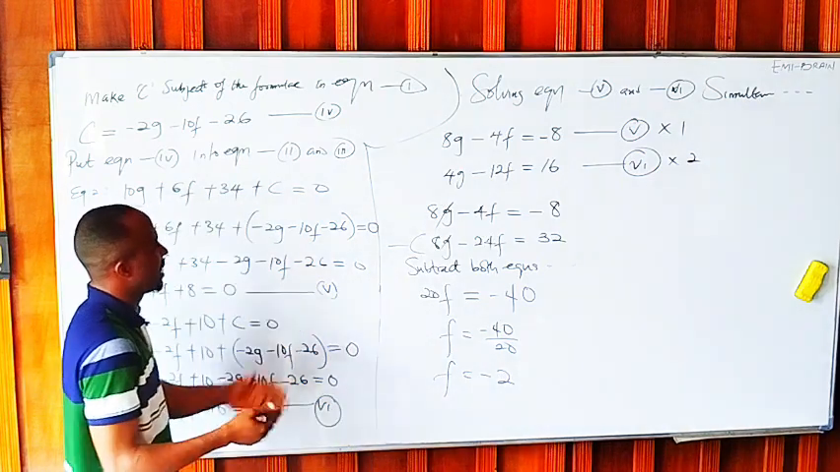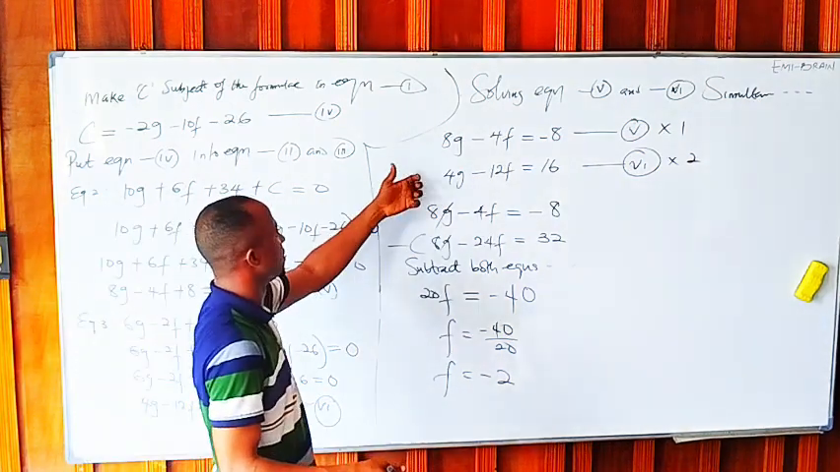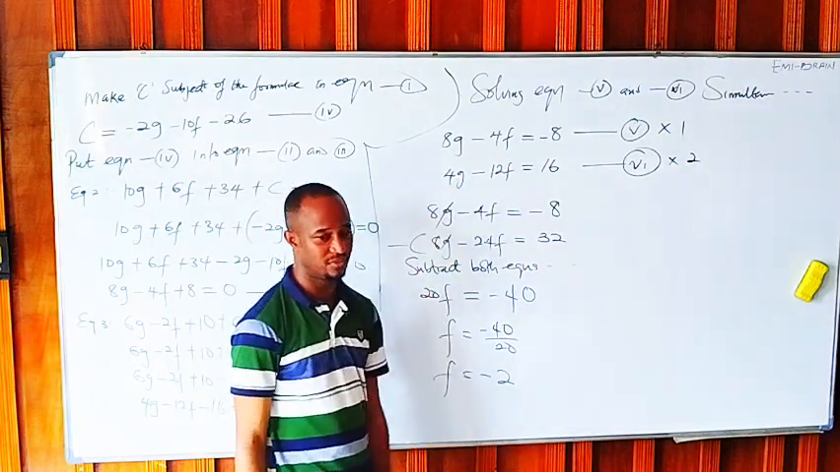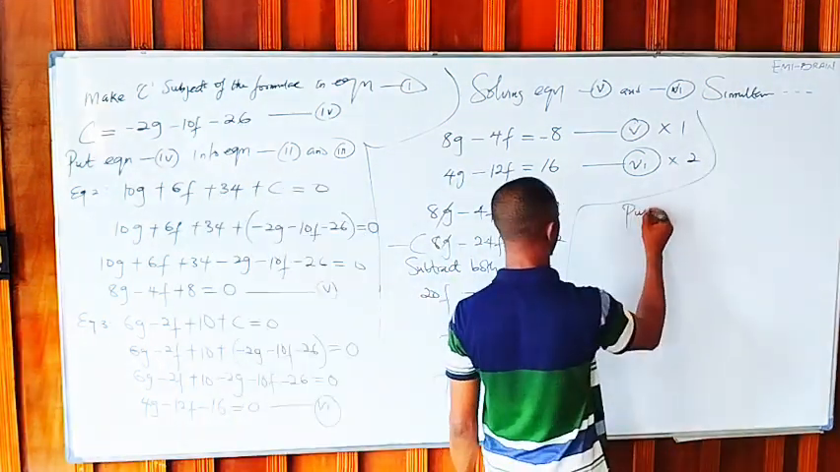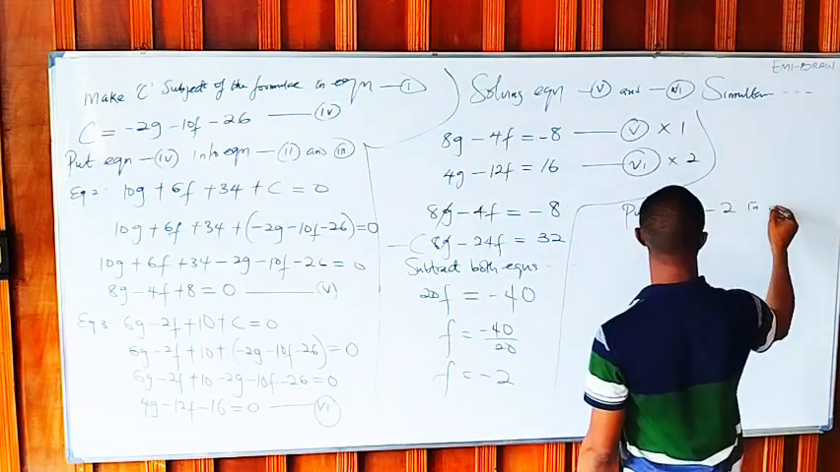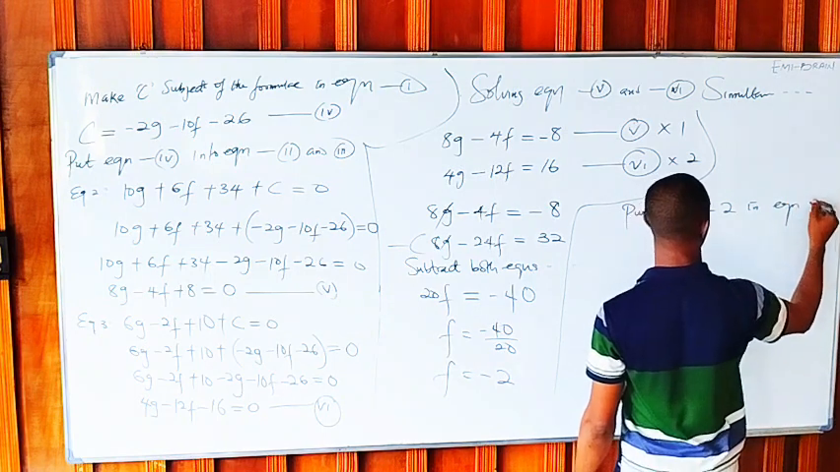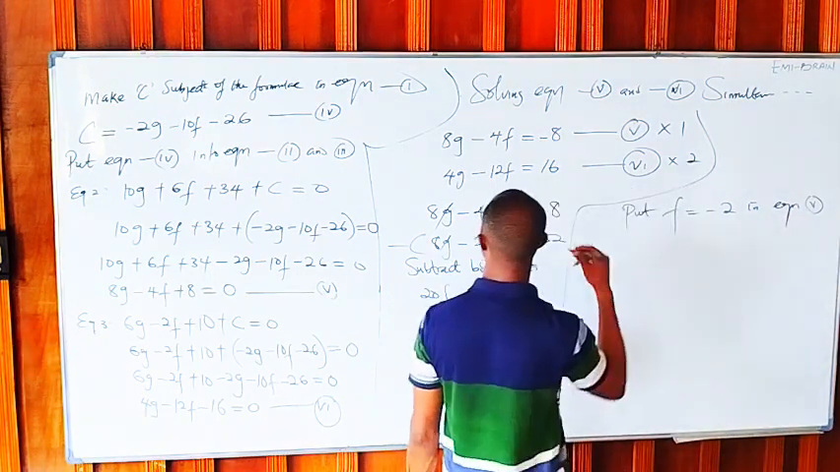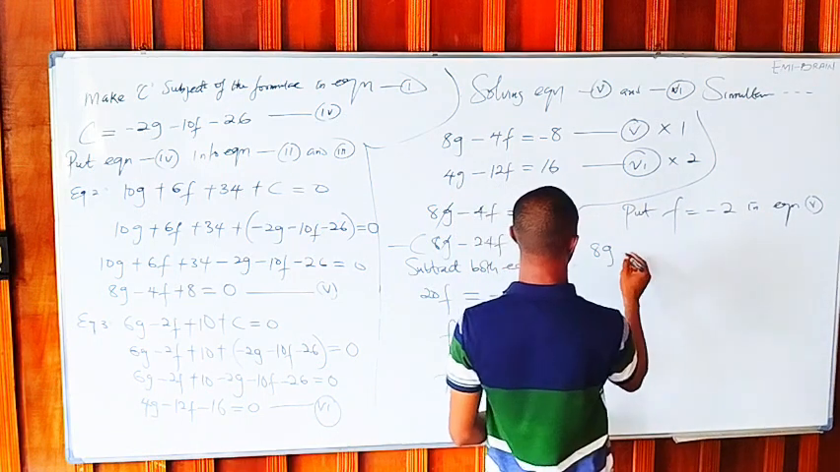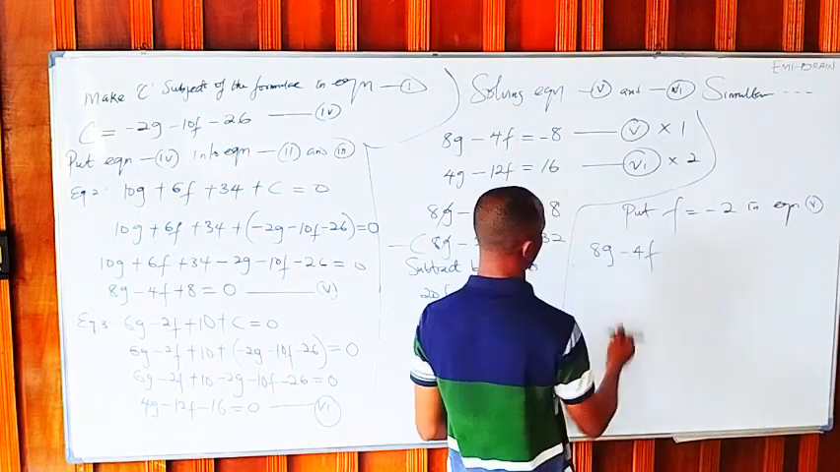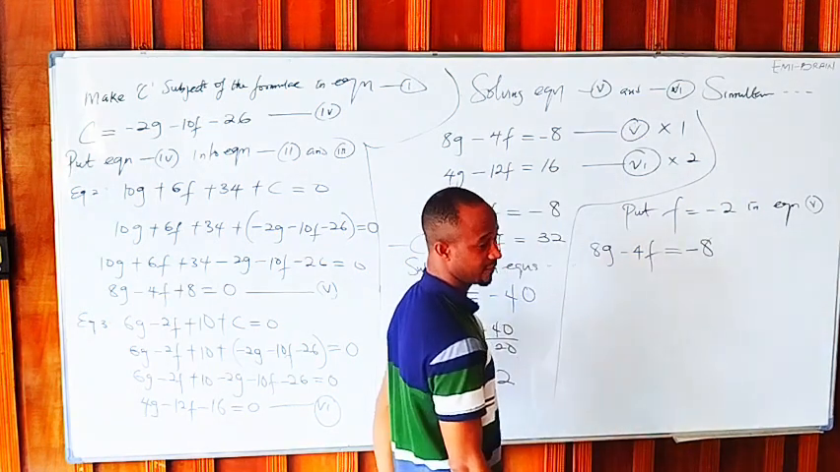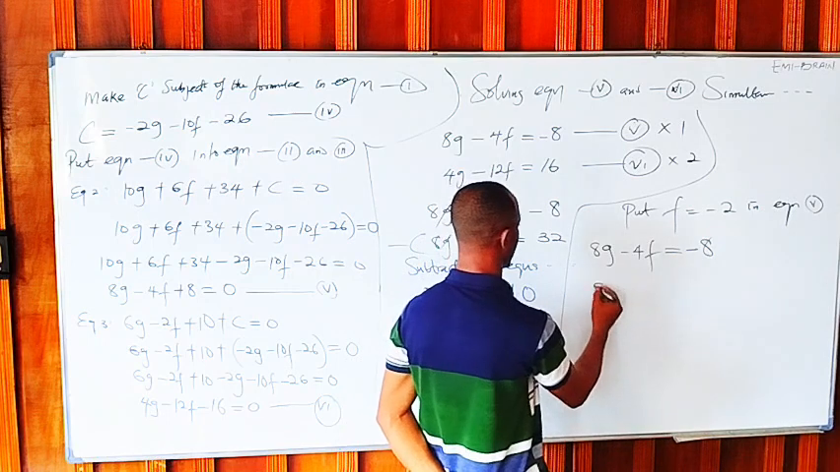Any of the equations, I can use equation 4 or equation 6. Sorry, 5 or 6. Are you following me? Good. F equals minus 2 into equation 5. Equation 5 says 8G minus 4F equals minus 8. Are you there? And this will give us what?